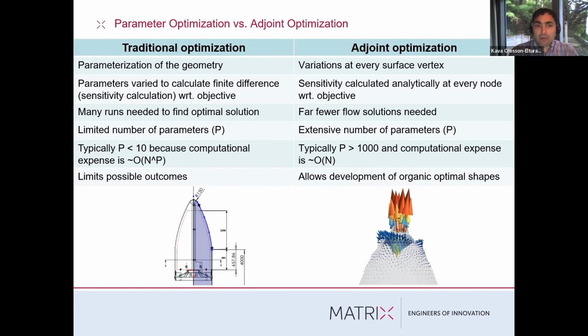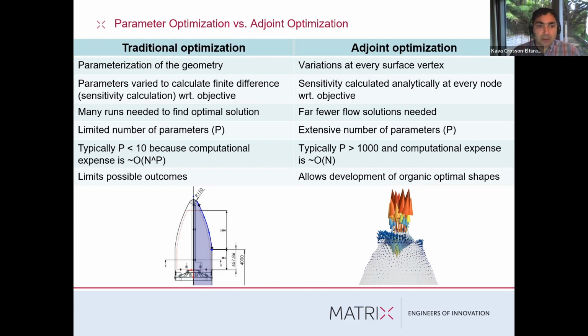You need a lot of runs to find the optimal solution in that case, because you need to calculate that gradient for each variable. And some solvers, some optimizers will do multivariate gradient calculations, but they're not very good, and they tend to converge very slowly, if at all.